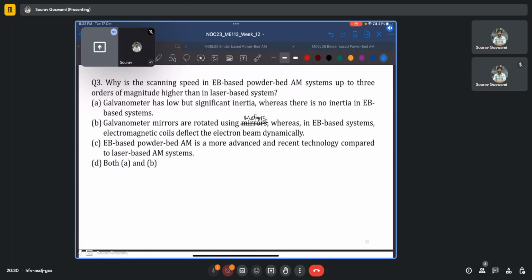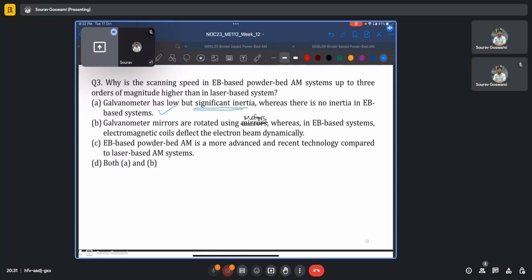The galvanometer is actually the deflecting mechanism, which is basically mirrors connected to motors, which are used to deflect the laser beam all over the printing area in laser-based systems. So the galvanometer does have very low inertia, and thus it can be deflected rapidly. However, the inertia is still significant. It might be very low, but it is finite and significant. However, in EB-based systems, there is no inertia at all that we are dealing with. The particles, electrons, are some of the lightest particles known, and there is no mechanical inertia as such, which we have to overcome. So option A is definitely true.